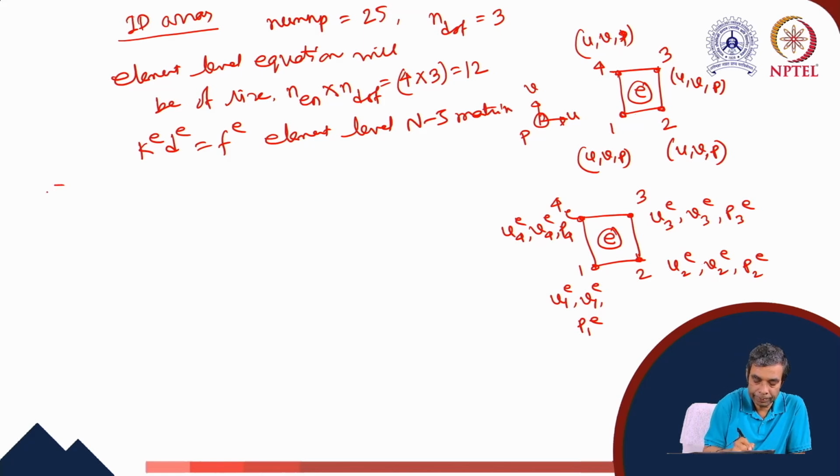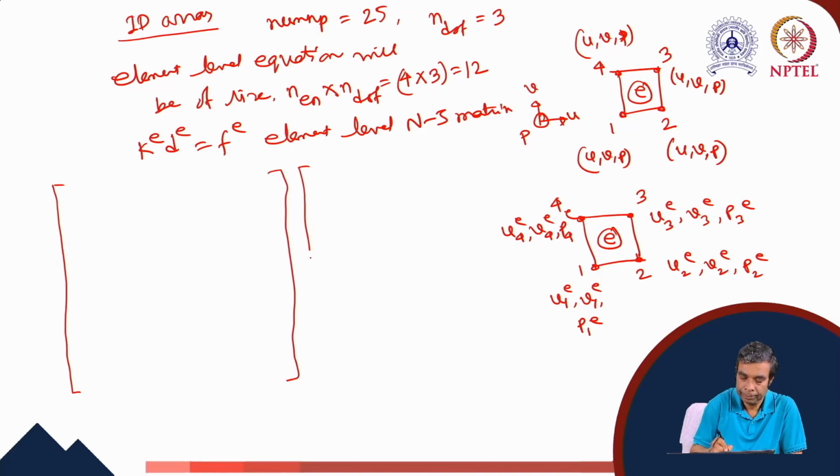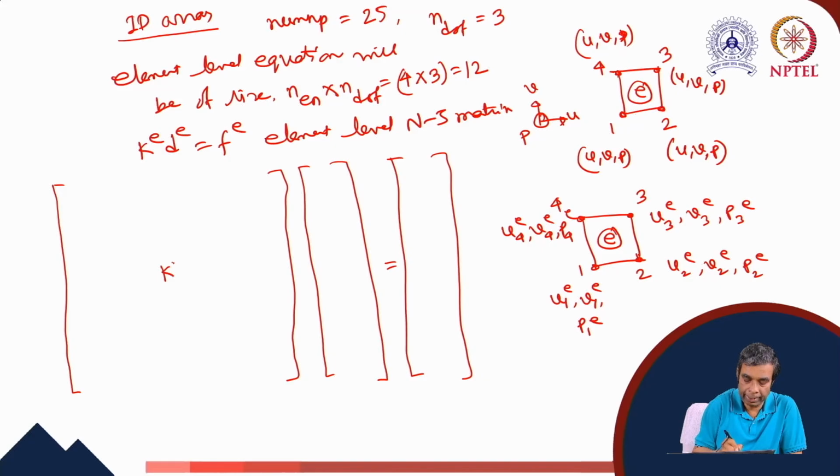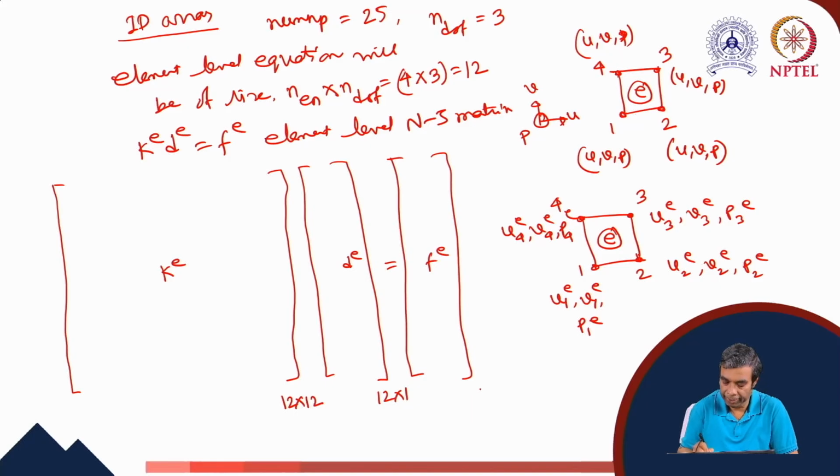It will look like this. This will be a 12 by 12 matrix equation system. So this is Ke, this is Fe, and this is de. So Ke is 12 by 12, de is 12 by 1, and Fe is again 12 by 1. In de, we shall have U1e, V1e, P1e. This is for local node 1.